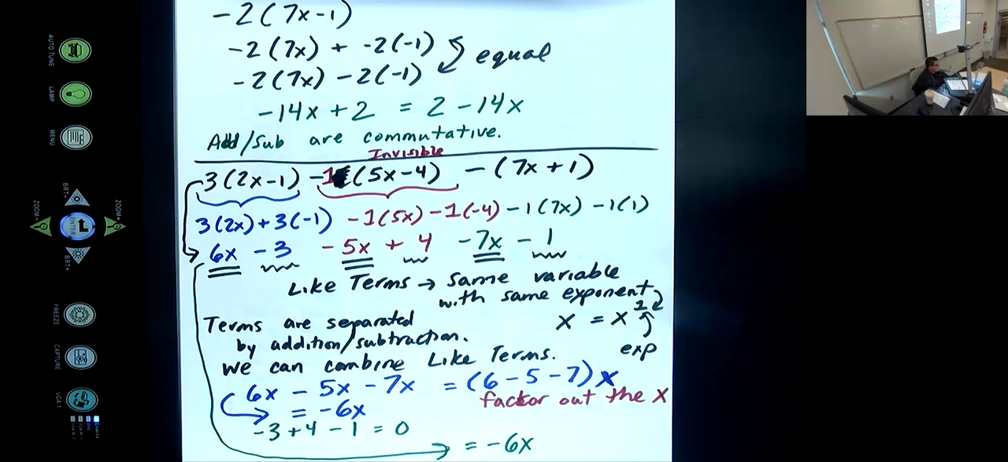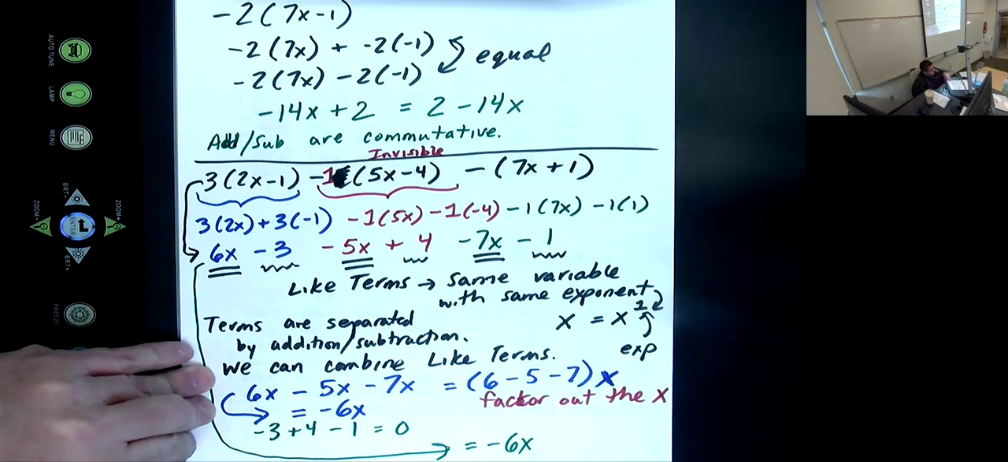Is that not super fun? This is not the most mind-blowing thing you've seen all day. Everyone ready for more?